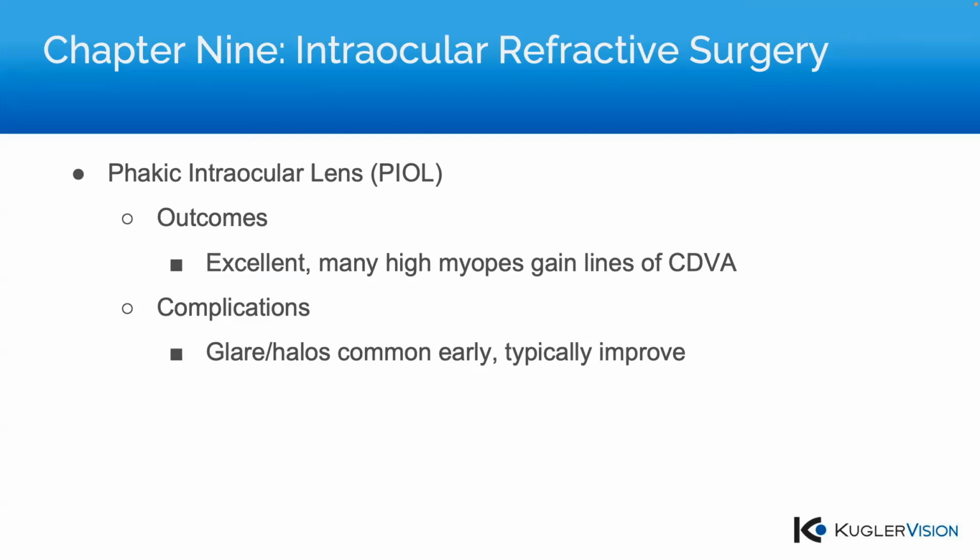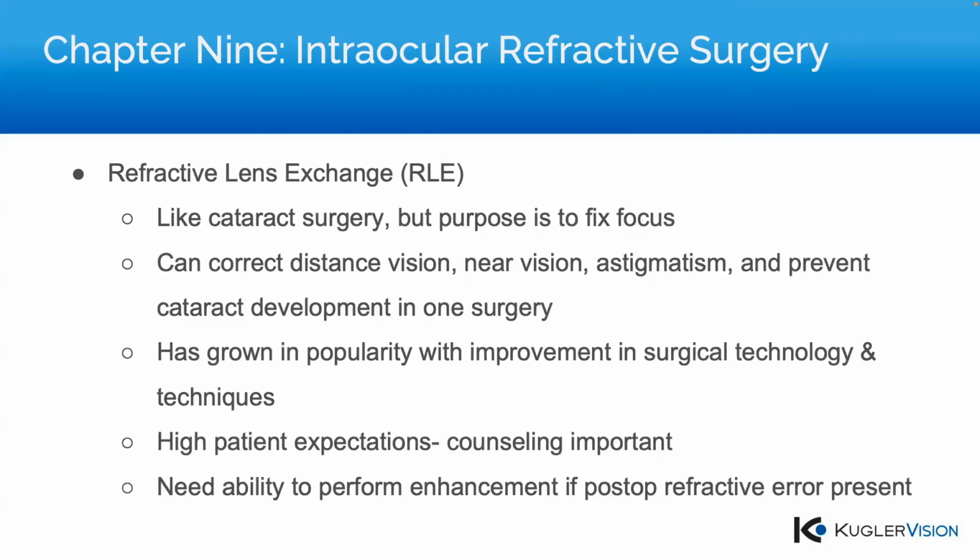Outcomes with phakic IOLs are excellent. Many really high myopes can actually gain lines of corrected distance visual acuity because you have less minification effect of your images compared to people needing to wear, like, -15 glasses or something. Glare and halos are pretty common early, typically improve over time.